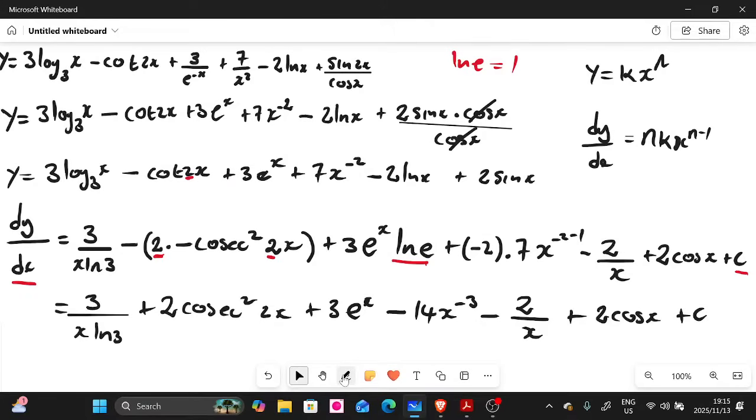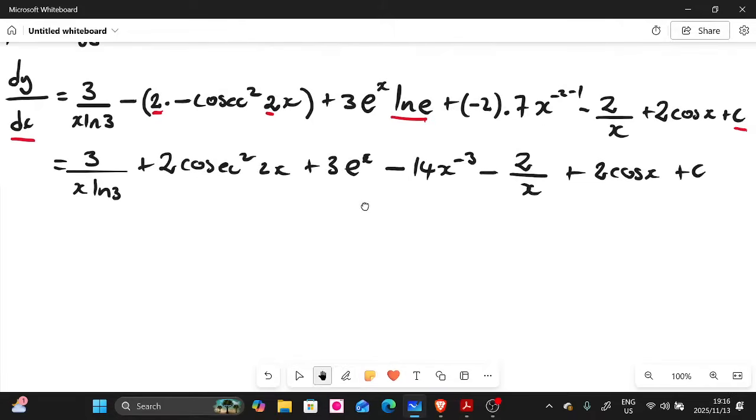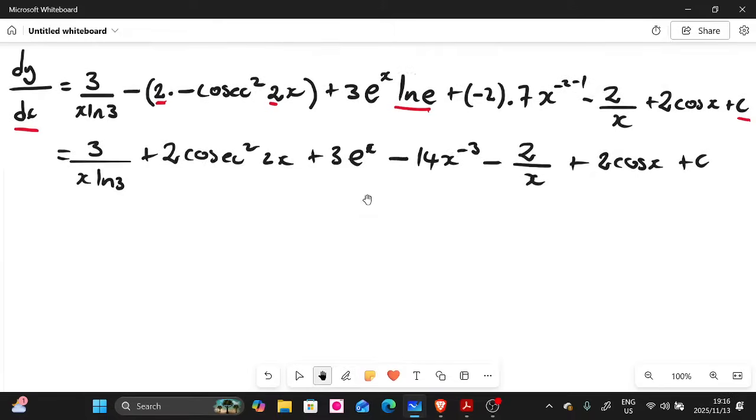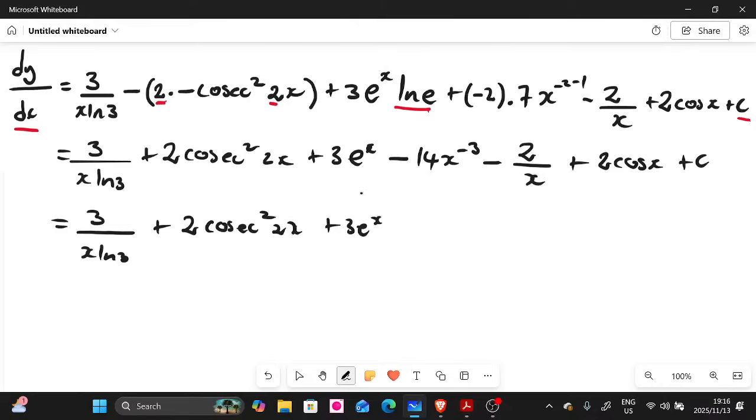Now, remember, I said to you, don't leave your answer with a negative exponent. Unfortunately, you'll have to rewrite everything here, right? Or you can skip the second step, and just write everything like this, right? Plus 3 e to the power of x.